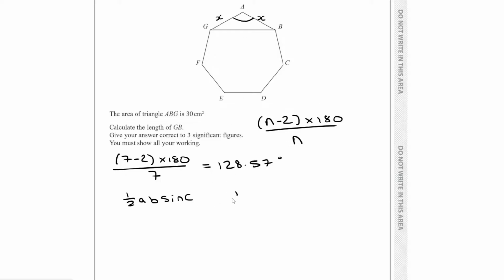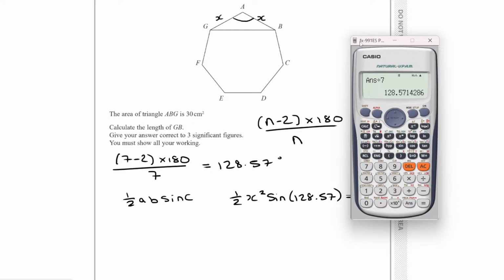So I'm going to set up my equation. Half times a times b, so x times x, obviously x squared, times sine of this angle, 128. Try and keep all your decimals in your calculator, but then that equals 30. So I've just created an equation, and the equation can help me work out the side length, can't it? That's the only thing that's missing.